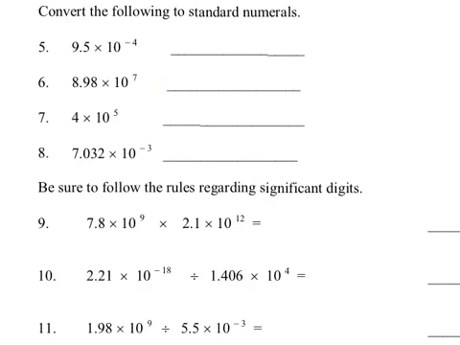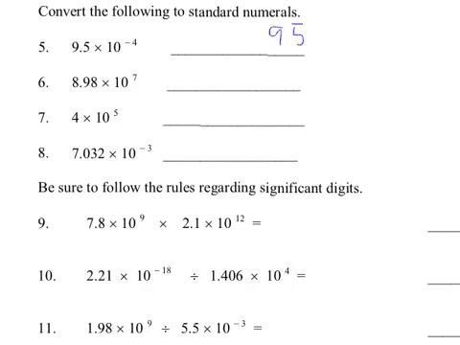Now what I want to do in numbers 5 through 8 is convert to standard numerals. So I want to take it out of scientific notation and write it the other way. So I look here and say the decimal has been moved 4 times. The negative means that this is a number that is less than 1. So I just want to take the decimal here and move it 4 times that way.